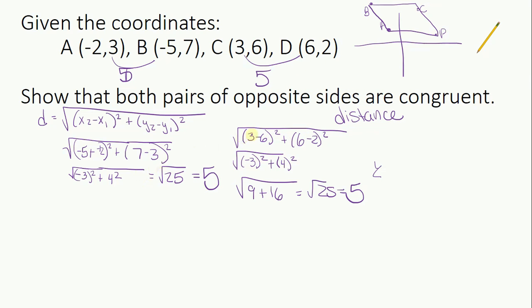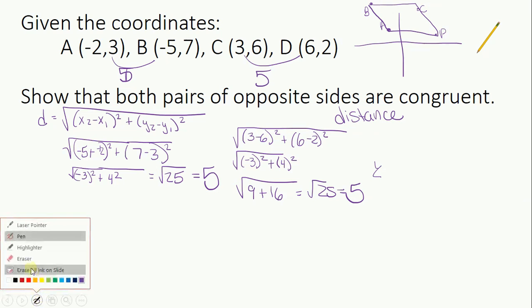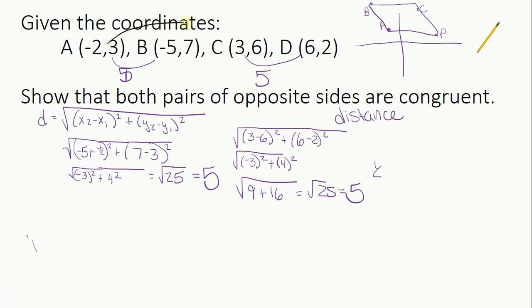Now, here's the fact, though. We do also need to check to make sure that BC and AD are also congruent. So I need to check here to here, and I need to check from, no, not A to C, B to C. And then I need to check from A to D. So I'm going to do the A to D part here.